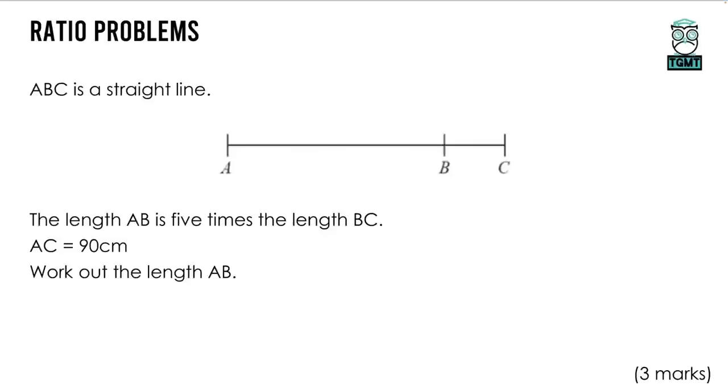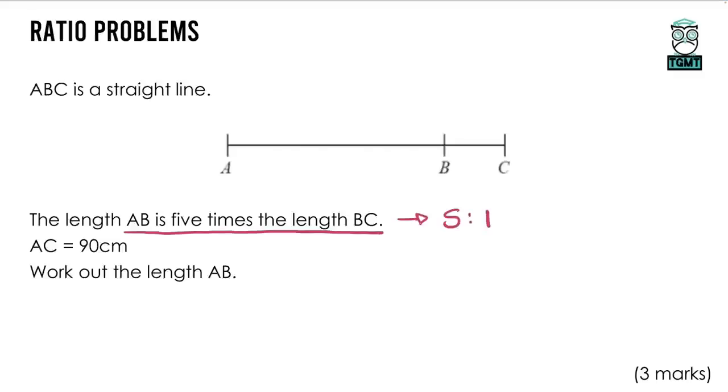Now this bit of language here where it says AB is 5 times the length of BC, that is actually giving us a ratio. It's telling us that the left side from A to B there is 5 and the right is 1. 5 times the length is 5 to 1. So that little bit of language straight away gives us a ratio 5 to 1.